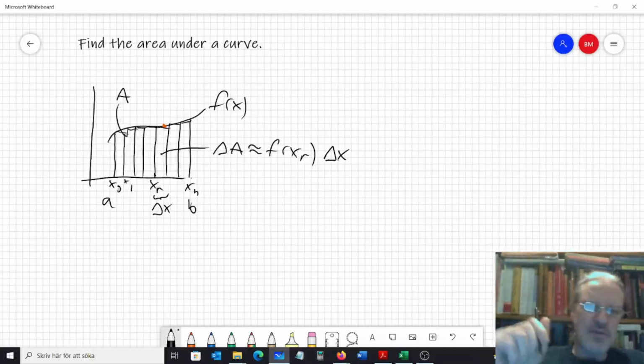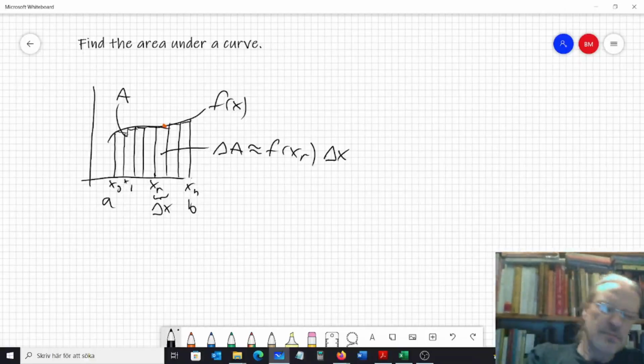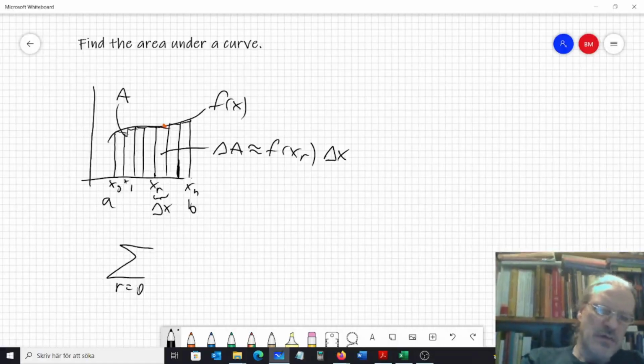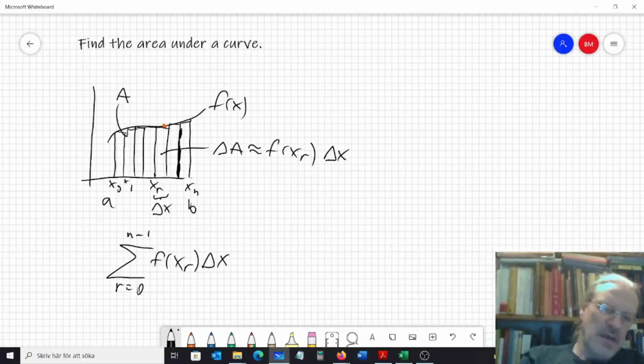So if we add up these little areas, I will write the sum as r goes from 0 to, and not including the last point, because think about this, the last stripe will start at the point before the last xn, so that will be up to n minus 1 of our f of xr times delta x, and that will be approximately equal to our area.